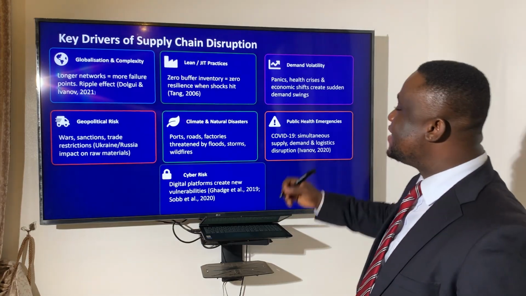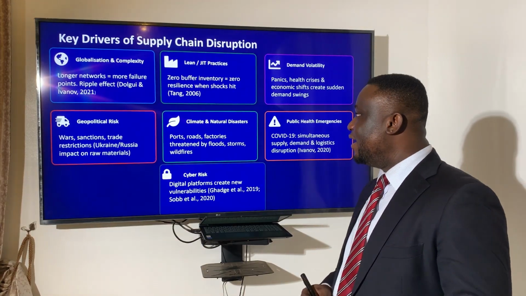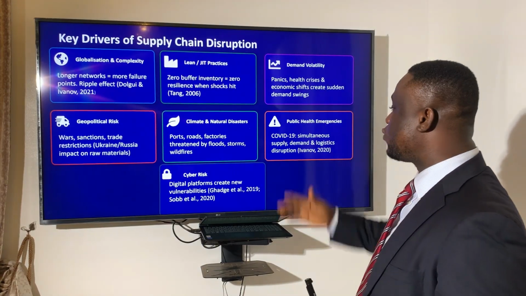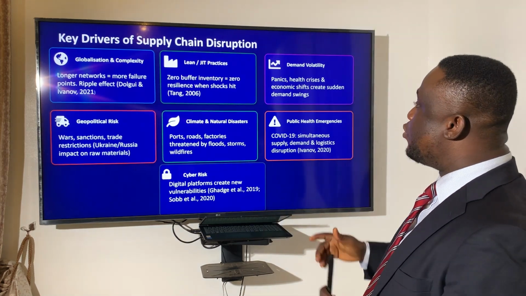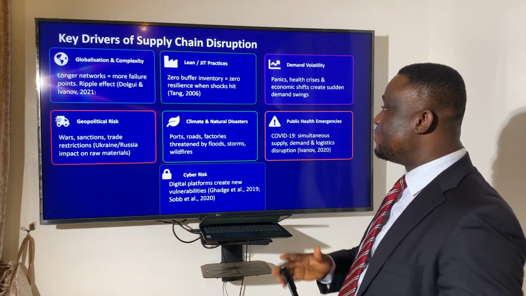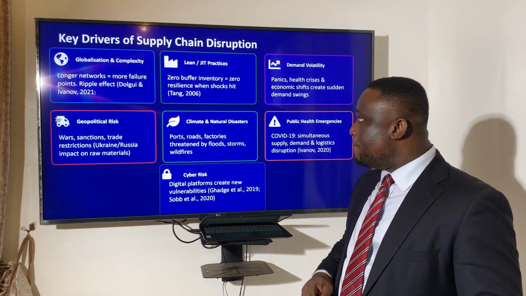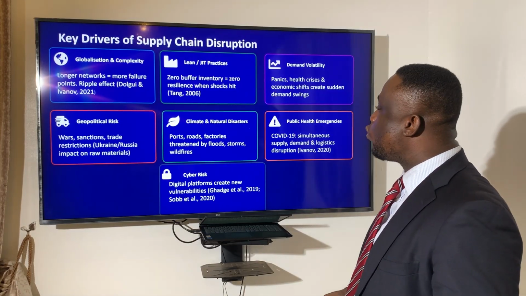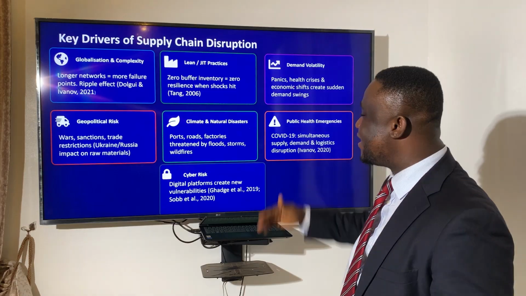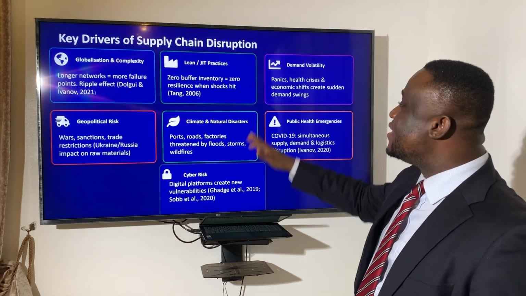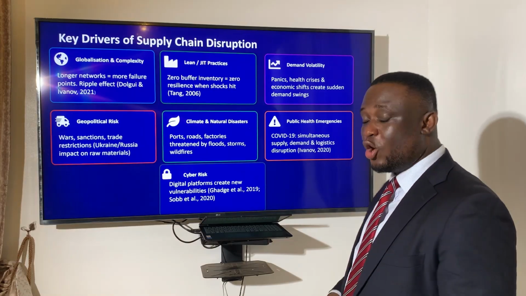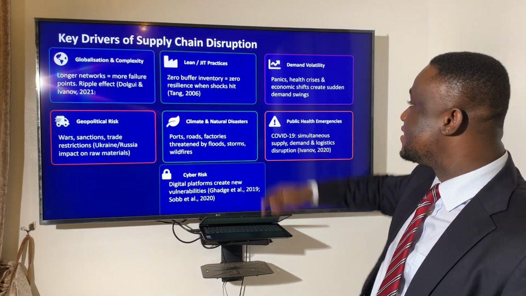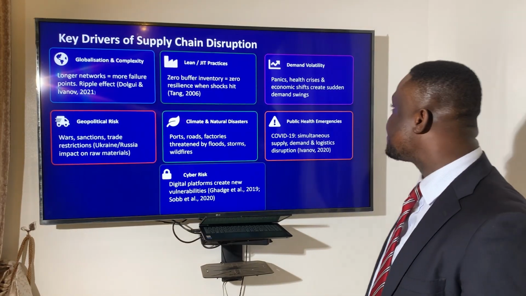We will also be looking at the lean and just-in-time practices. What this does is that it always cuts waste. This practice, what is that? It cuts waste because production or supply is being done on customer demands. But the reality of this is that when a disruption happens, there's always zero buffer. And the impact is always there on the companies that use these lean and just-in-time practices.